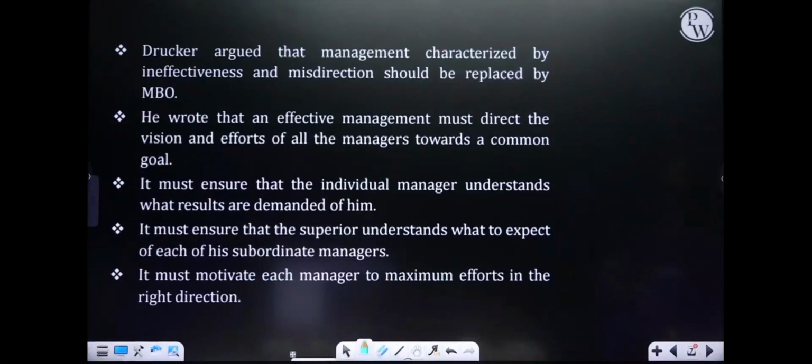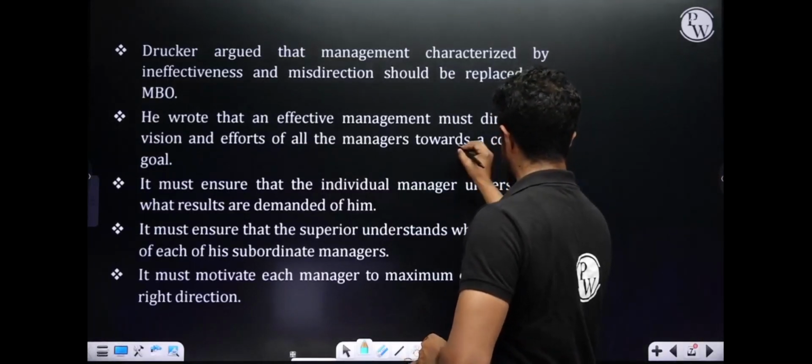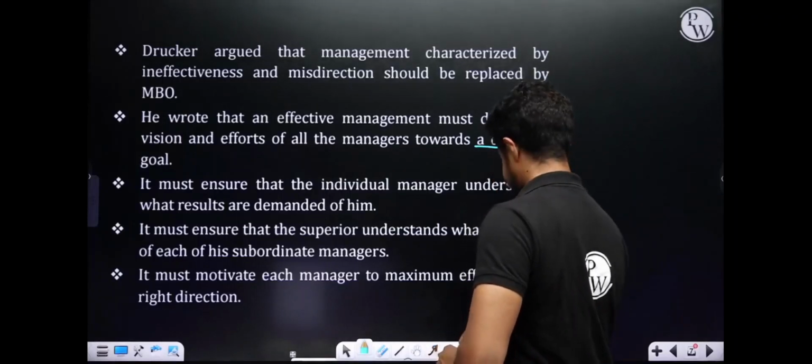Drucker argued that management characterized by ineffectiveness and misdirection should be replaced by MBO. He wrote that an effective management must direct the vision and efforts of all the managers towards a common goal.